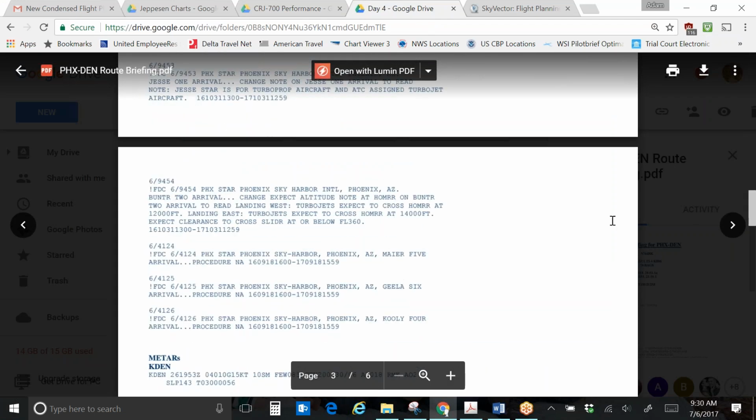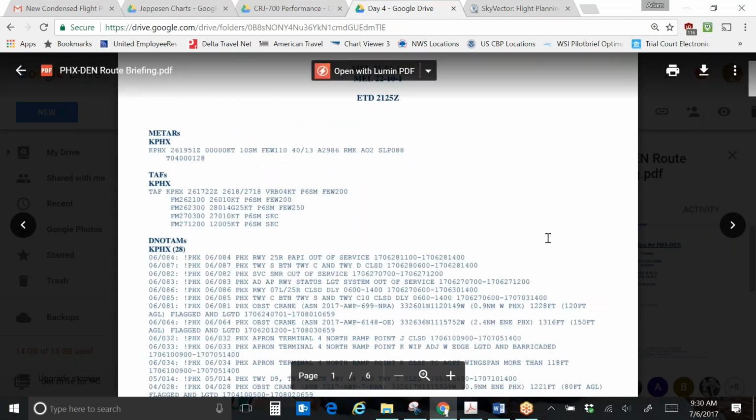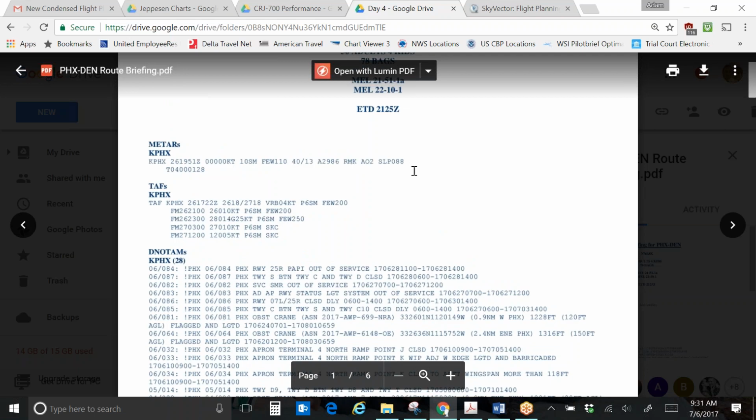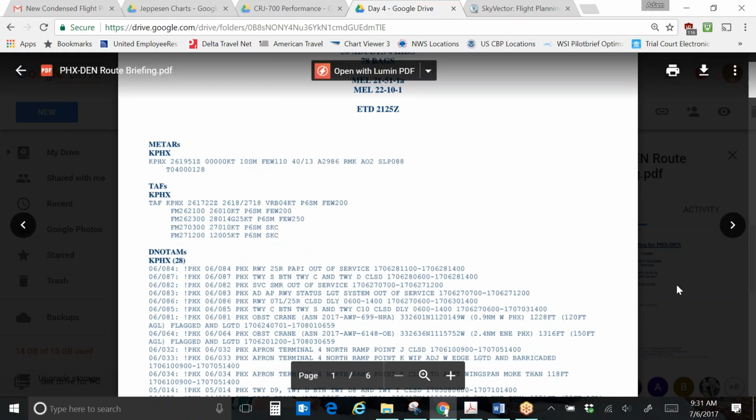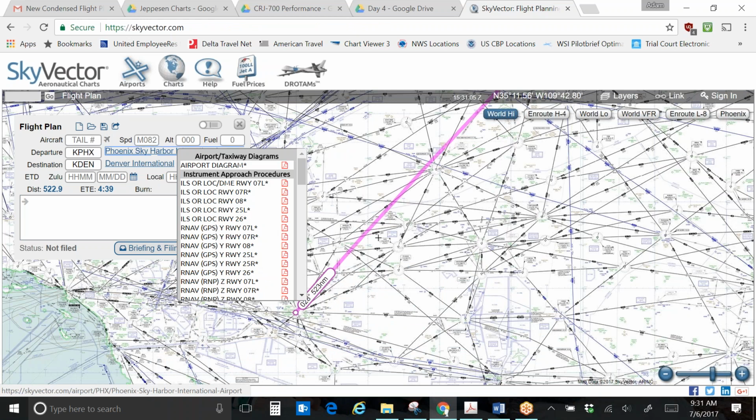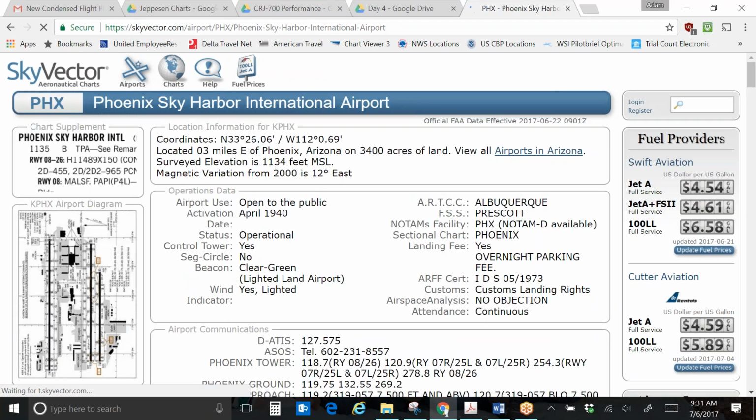I'm going to go all the way up to Phoenix, take a look at the METAR. It says it's 40 degrees in Phoenix right now. And Phoenix, so 40 degrees Celsius. And if we go to SkyVector, I'm going to bring up Phoenix Airport here. Phoenix elevation is 1,134 feet above sea level.